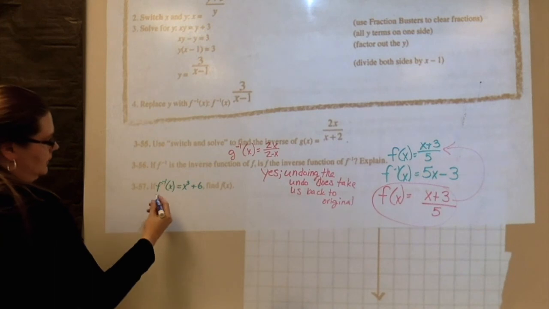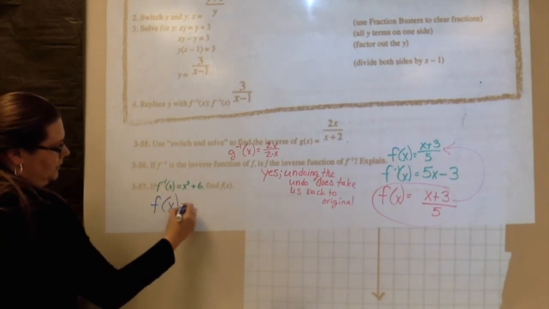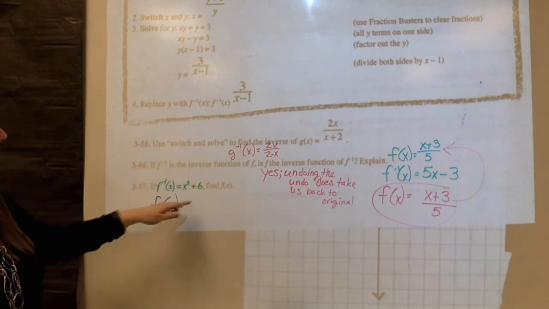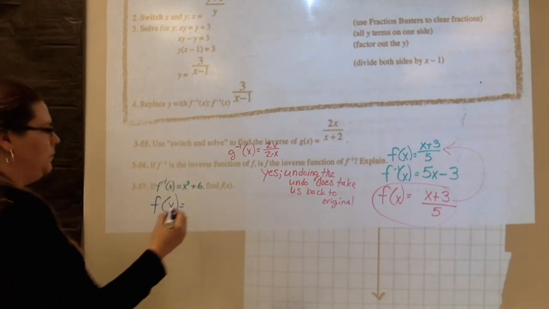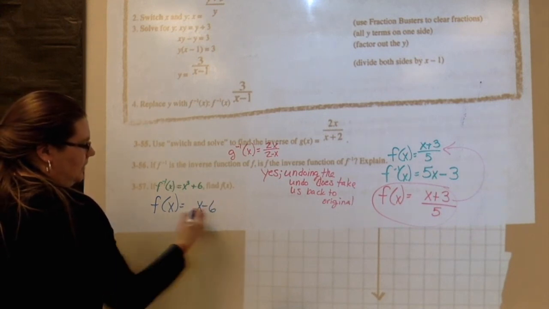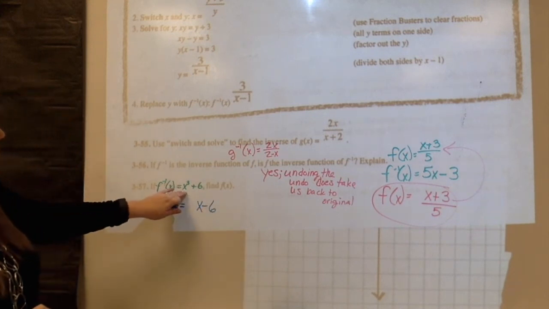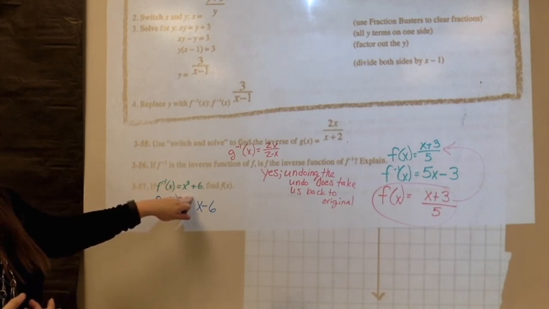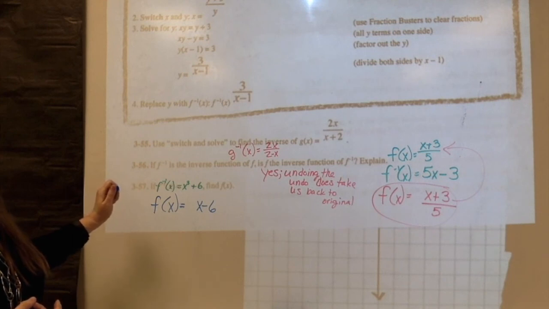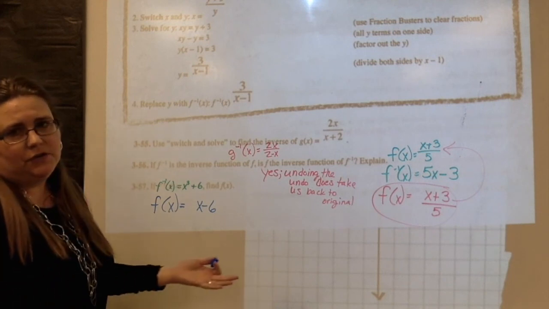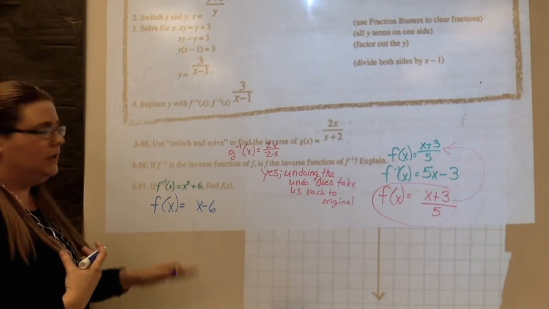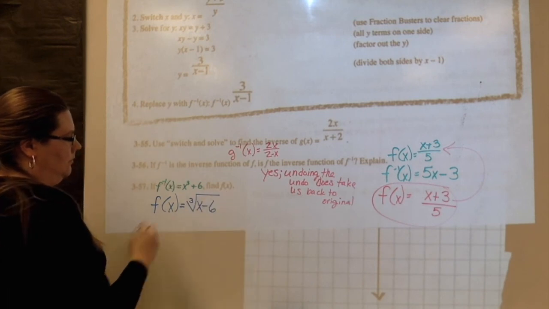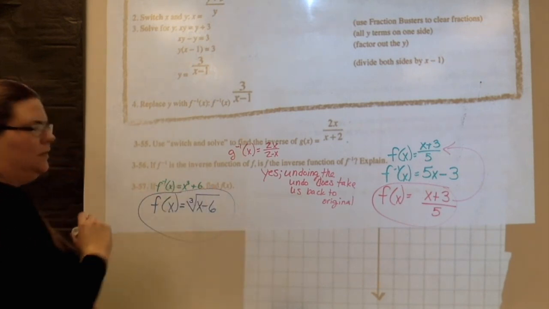If we're going to undo this, we need to think about what happened to the original equation. Well, x was cubed, then 6 was added. So we want to work backwards. If plus 6 is the last thing that happened, then we want to start by subtracting 6. Okay? And then the first thing that happened here was x was cubed. So how do you undo a cube? Well, how do you undo a square? You undo a square by taking a square root. So you undo a cube by taking the cube root. So there's f of x.